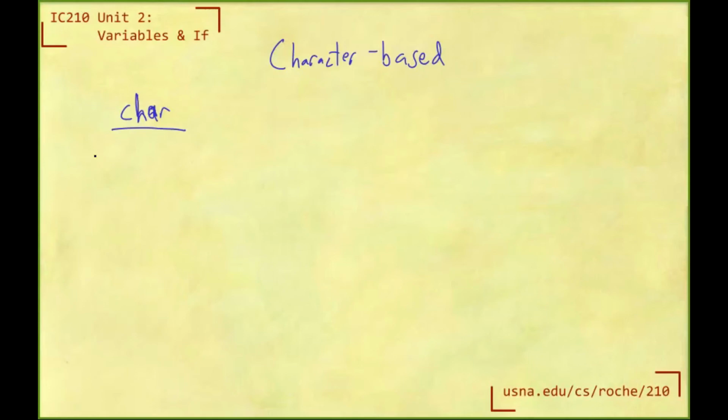So what is this? So this is individual letters. So like just the letter A or a capital X. But not just letters, can also be digits.